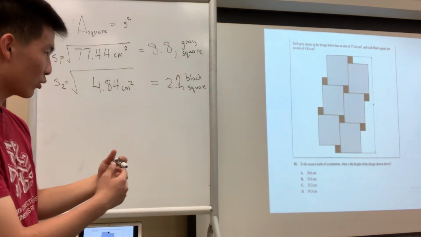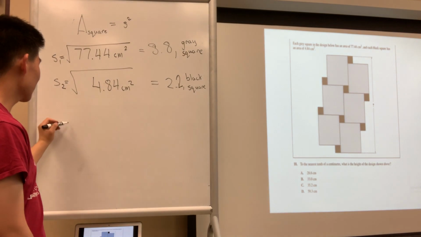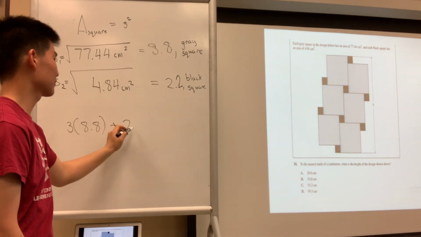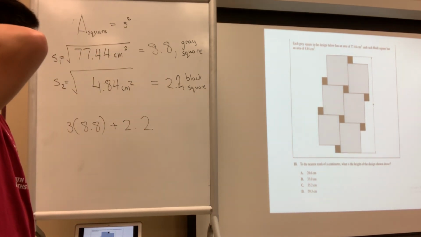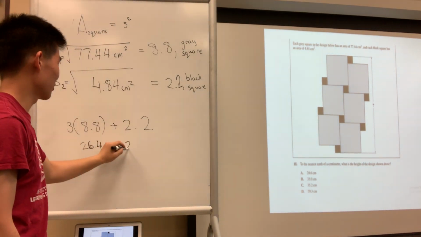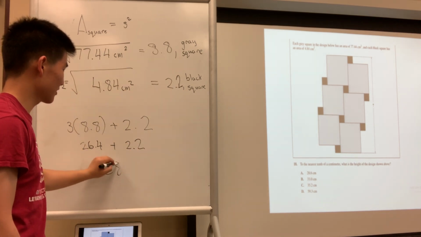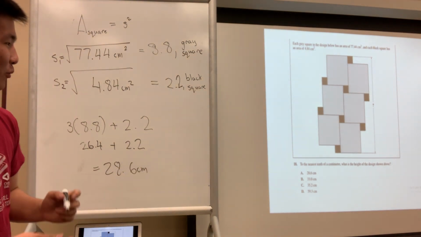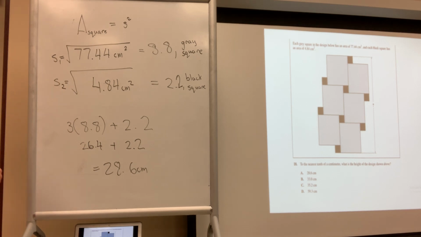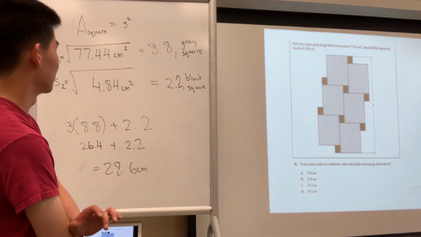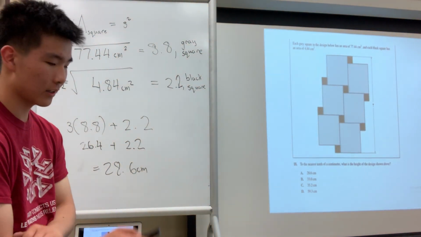So again, the total height that we're looking for is 3 times the gray square, so 3 times 8.8, plus 1 times the length of the black square. That's 26.4 plus 2.2, which is 28.6. I'm not good at mental arithmetic, but hopefully that was right. So the answer should be A. Anyone have any questions with that one? Okay, next one.